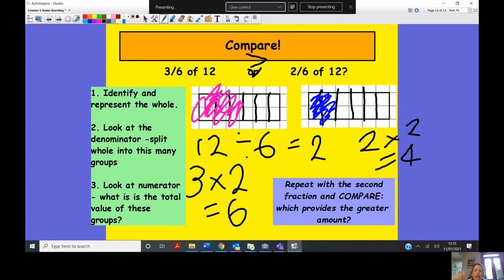So we're comparing which one is larger. If that's what the question asks us, greater. If it asks for a smaller, it will be lesser, smaller. With these kind of comparison questions, you need to make sure that you're reading the question carefully.